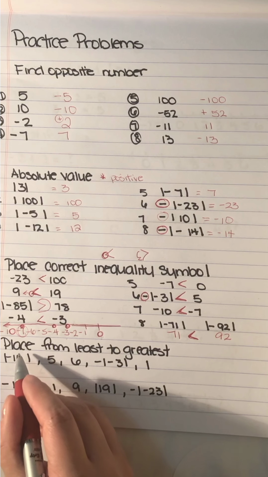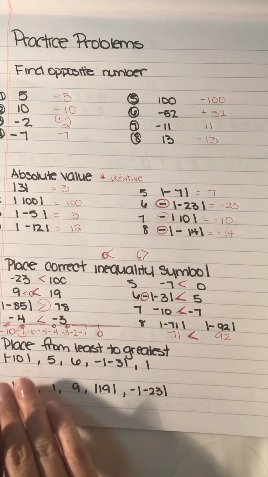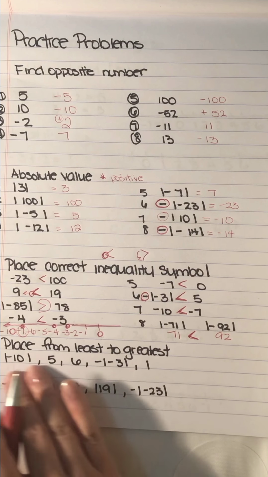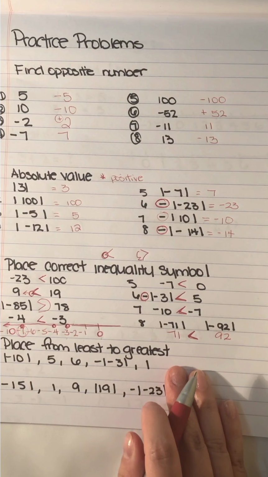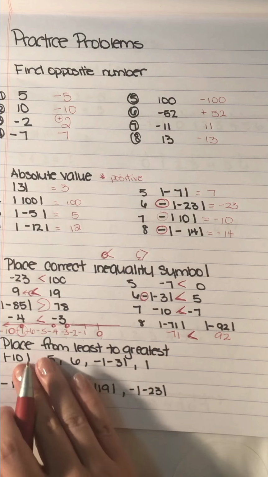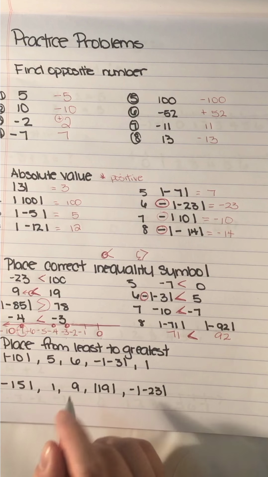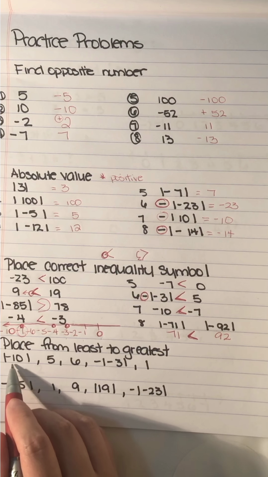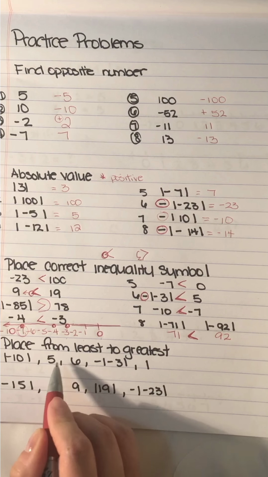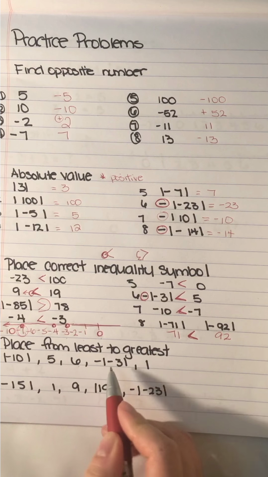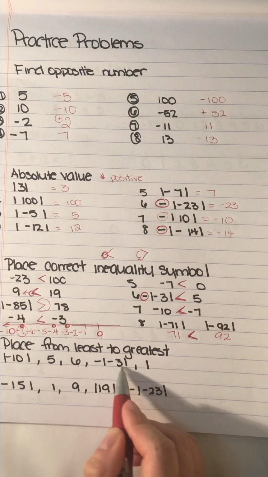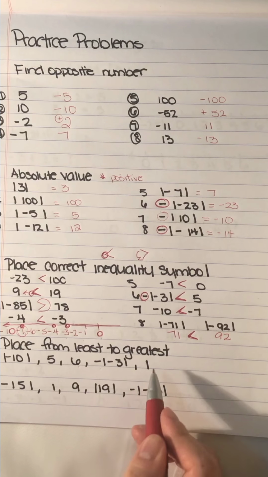Now, let's try a different problem. Let's try to place all of these in order, from smallest to greatest, or smallest to biggest. Here we have the absolute value of -10, the number 5, the number 6, the absolute value of -3, negative, and number 1.